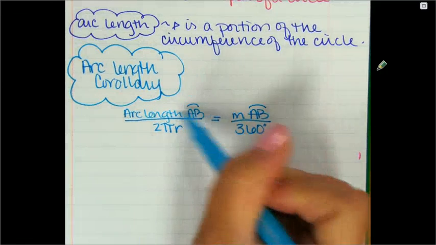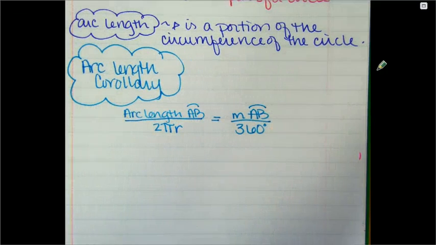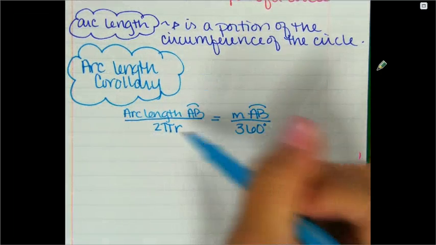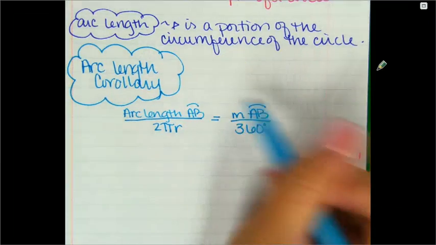What is bigger, arc length of AB or 2 pi r? 2 pi r, because it's the whole what? It's a whole circle. So notice your denominator on both of these is the whole circle. The top is a piece of the circle.